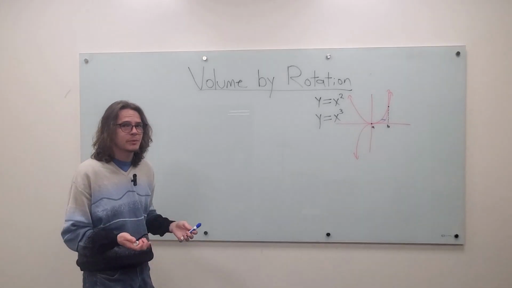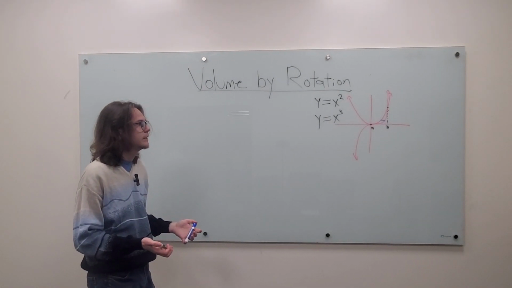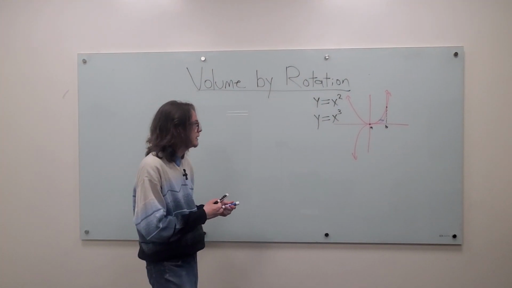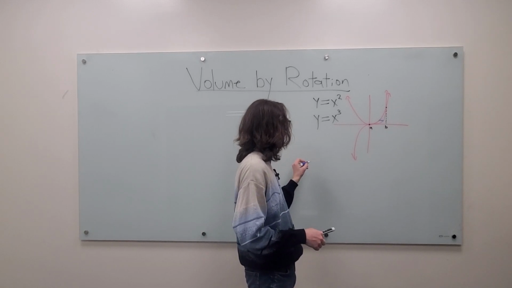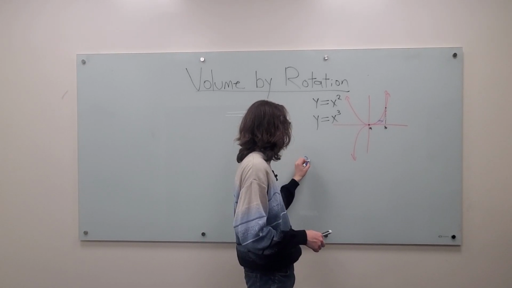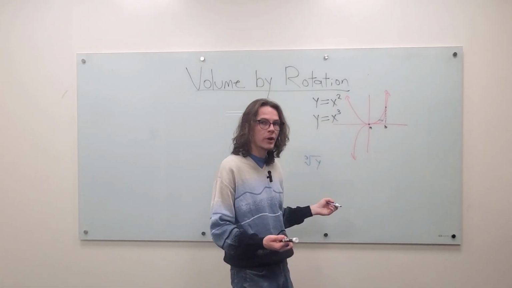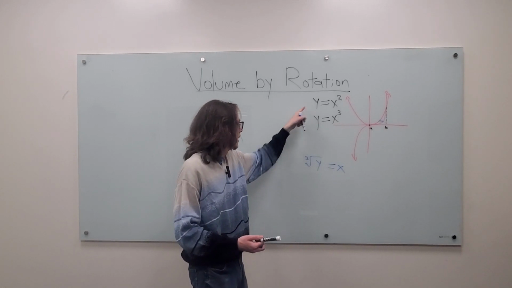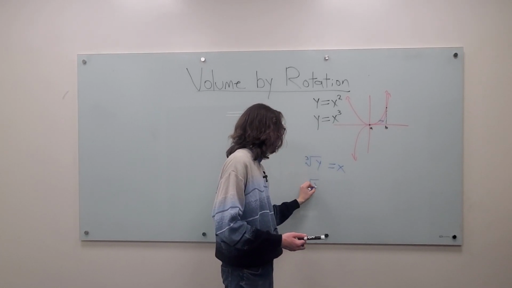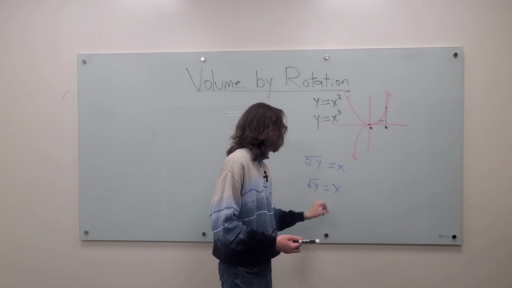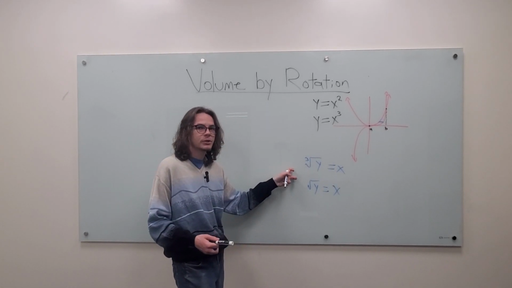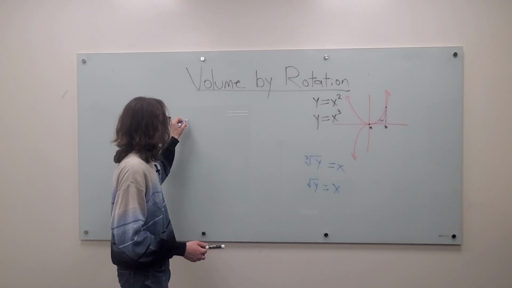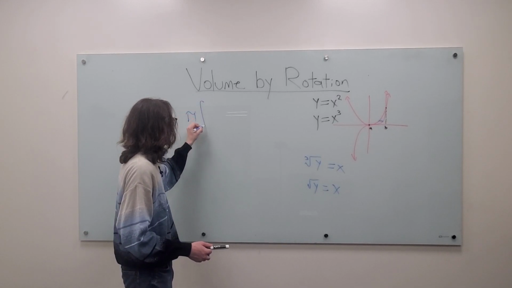And so to do that with our disk method, first we need to get a function in terms of y. So luckily this one is pretty easy, where we have the cube root of y, or y to the 1/3, equals x for this one, for y equals x cubed. And for y equals x squared, it's simply the square root of y is equal to x. So here are functions in terms of y this time. And we know that our volume is going to be pi times the integral.